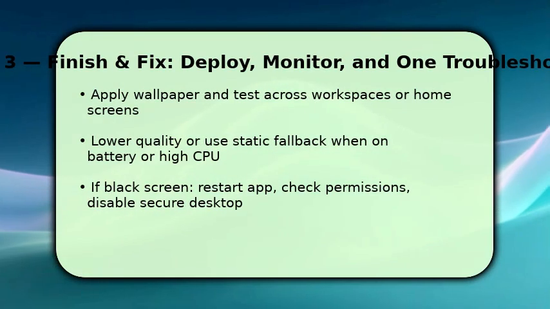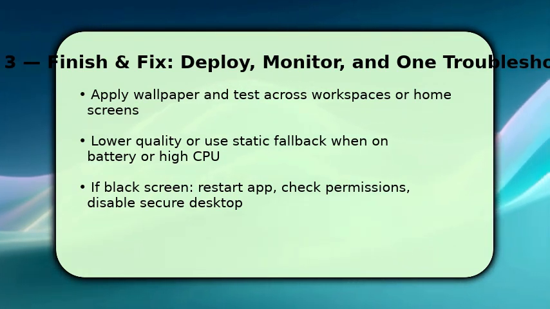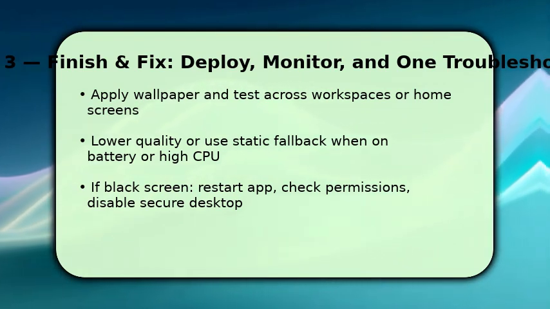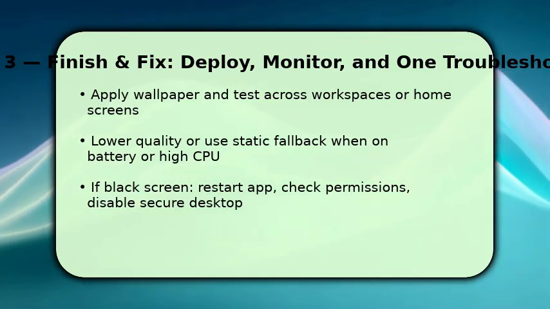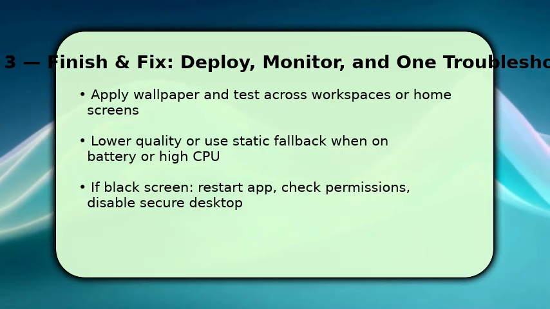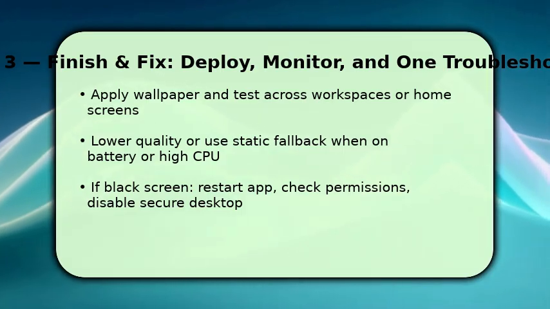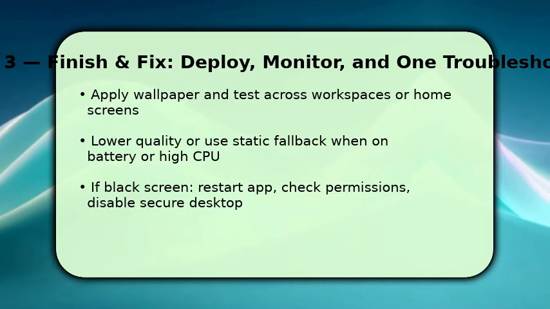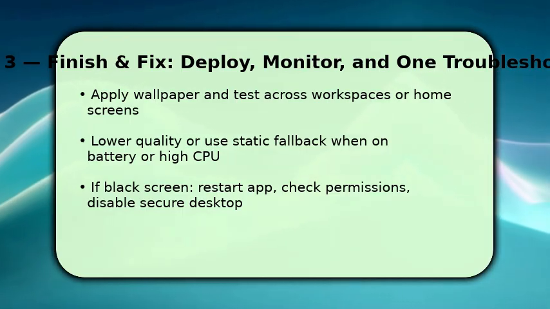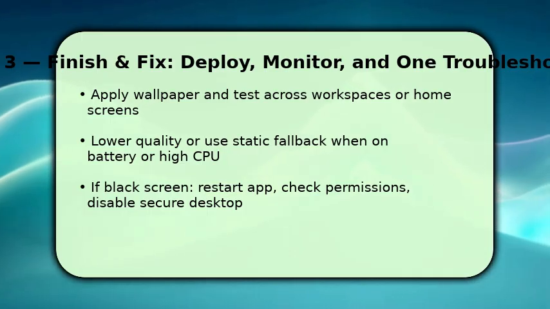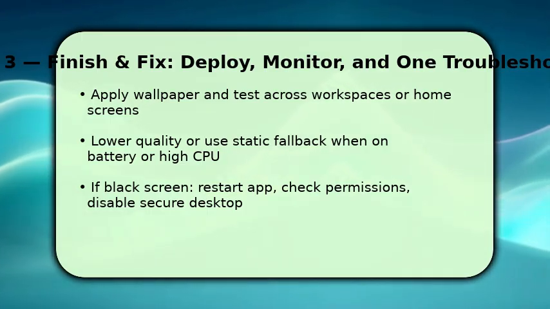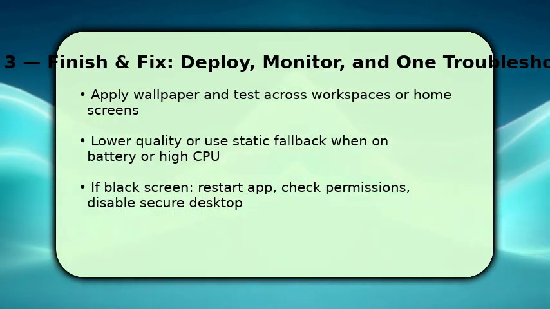Apply the wallpaper and verify it appears on all desktops or home screens. You want consistent behavior while you work. If performance lags, lower resolution or choose a static fallback when on battery, and make sure the app uses an efficient profile. If you encounter a black screen, restart the wallpaper app first, then confirm file permissions, and that overlay permission is granted. On Windows, disable Secure Desktop for logon issues. These steps fix most common problems and keep your system responsive.